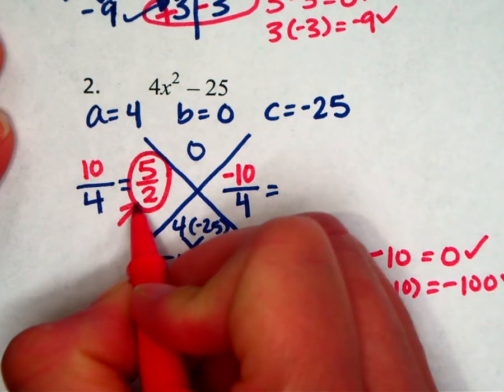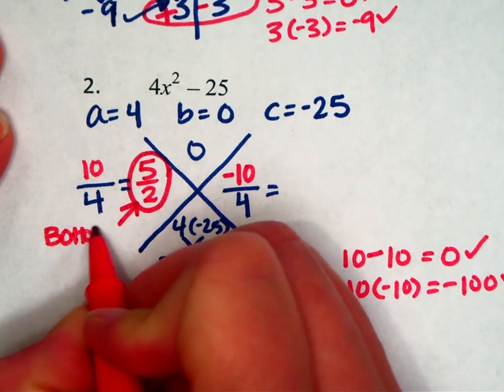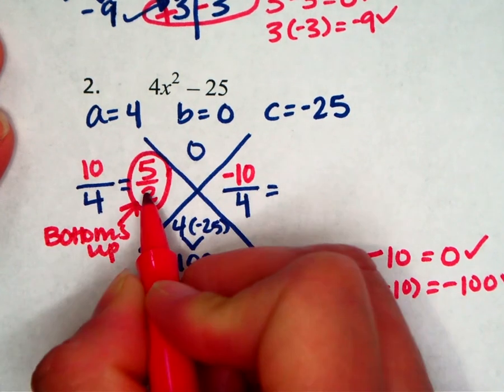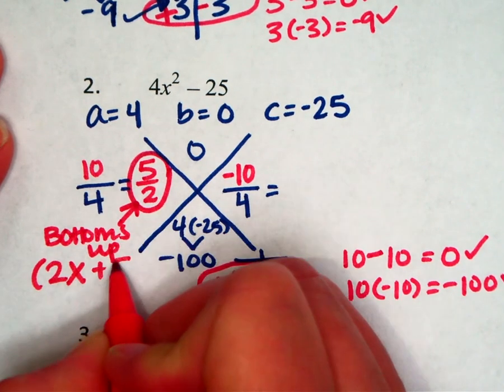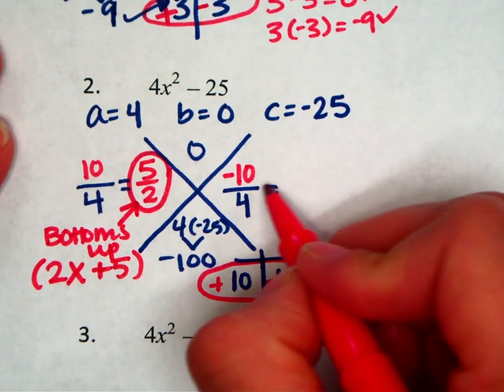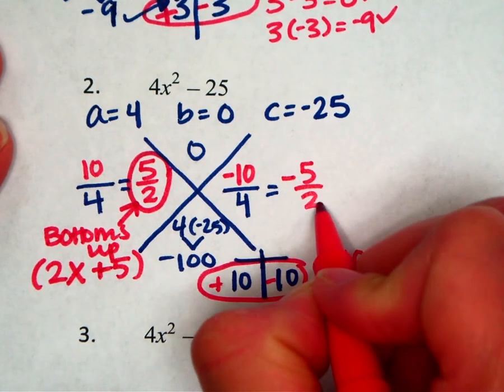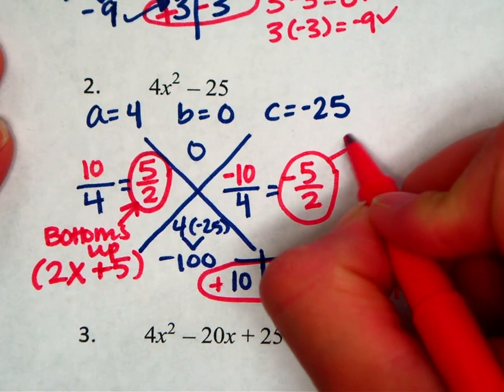So this is where you need to remember bottoms up. The bottom will go up with x, 2x. The top will be added on, plus 5. Here this simplifies to -5/2. So this is going to be bottoms up again.